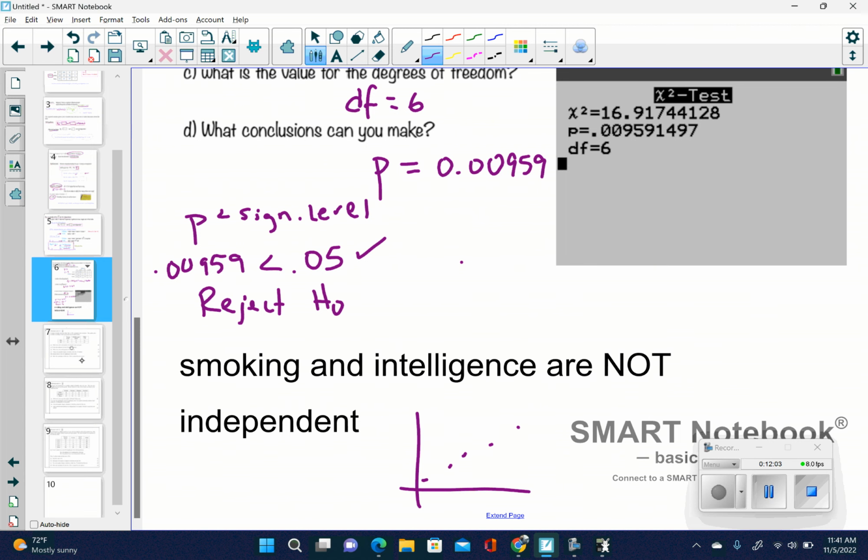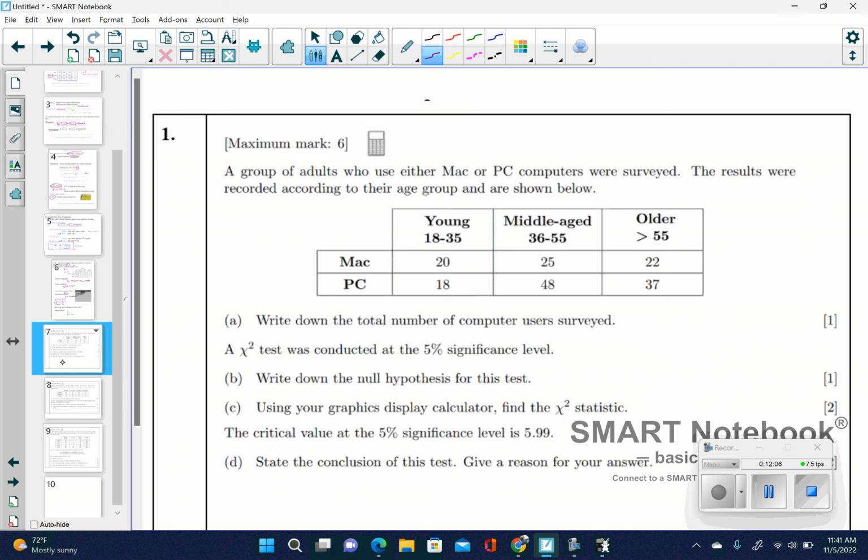Okay. So what I'd like you to do is to pause the video right now and go ahead and do these questions and come back to the video so we can go over it together about how to do question numbers 1, 2, and 3.